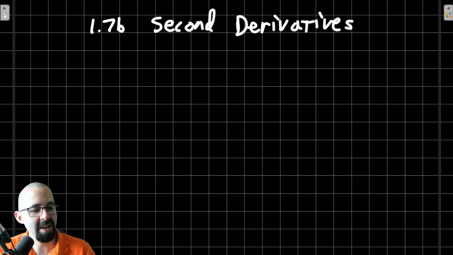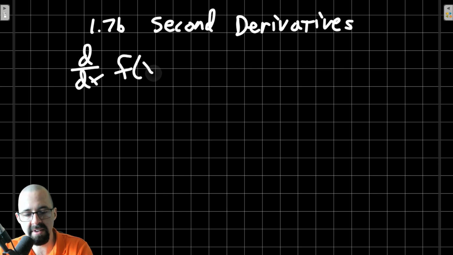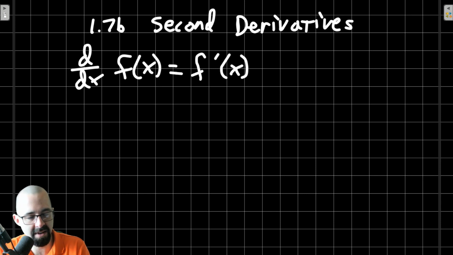All right, I like this video because there's very, very little new in this video. It's just do it again. So let's look at this. The derivative with respect to x of f of x, we denote that by f prime of x. We just add a prime.